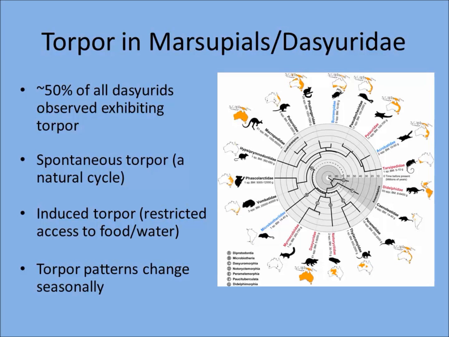Over half of all dasyurids are known to exhibit torpor, and induction into torpor can be spontaneous or induced. Spontaneous torpor means it's a part of the animal's natural daily cycle, whereas induced torpor is a direct response to environmental conditions, such as restricted access to food and water, or, like I said before, low ambient temperatures. An interesting point to make though is that spontaneous cycles are not fixed and patterns can change seasonally.